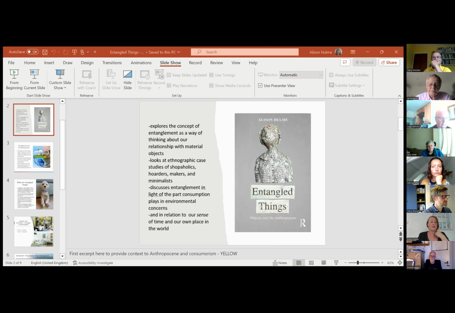In the book, they include studies of, and I use all these things in inverted commas very carefully. Most of the time, people self-define as these things. So shopaholics, which I know is not always a term everybody wants to have applied. Hoarders, again, a controversial one. Makers, people who were involved in what you might call artisan crafts, either for their living or in a very deep way as a hobby.